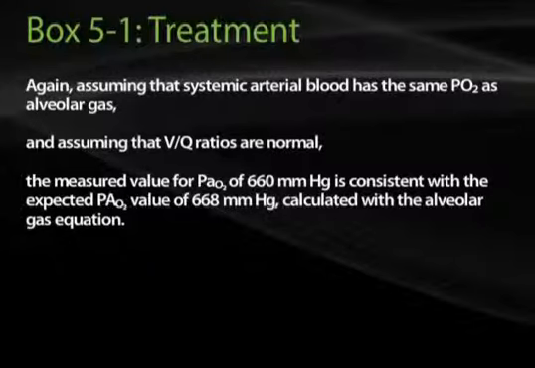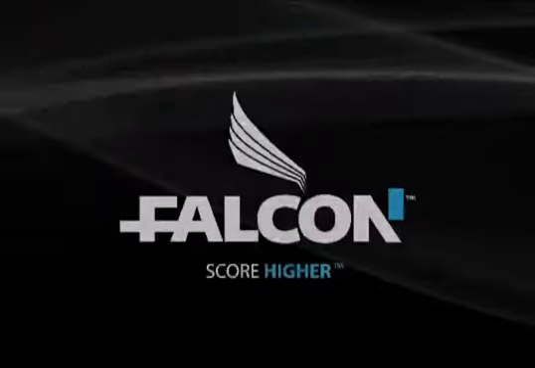And if we assume that the systemic arterial blood has the same O2 as alveolar gas, and the VQ ratios are normal, then the measured value of 660 is consistent with the expected alveolar O2 of 668. The patient has a very small or physiologic A-a gradient. That concludes our discussion of how oxygen is transported.